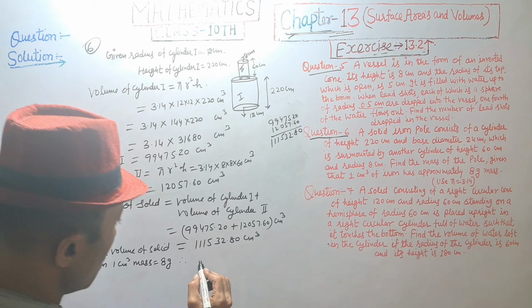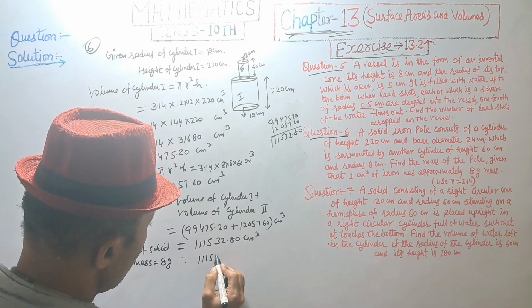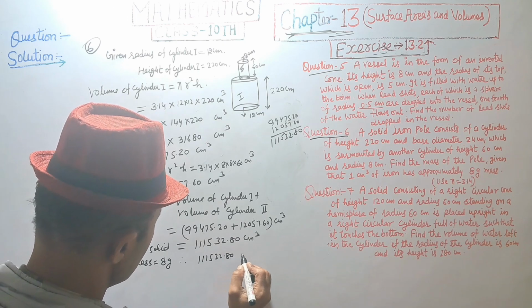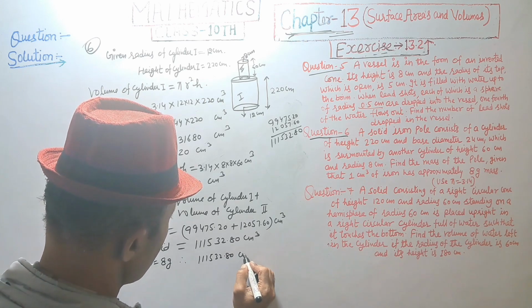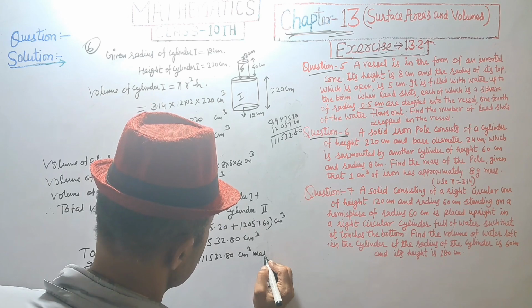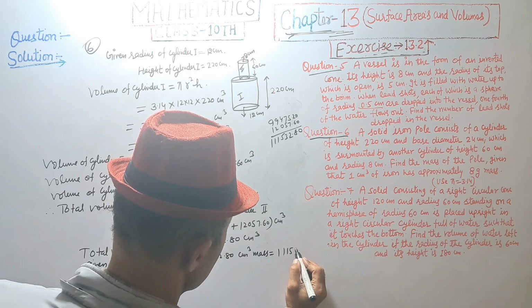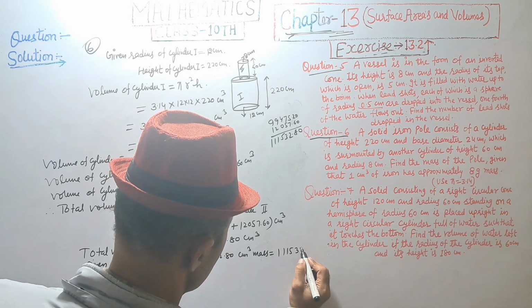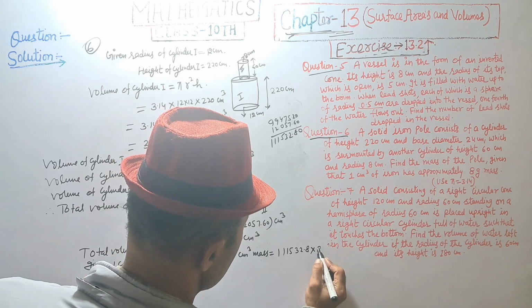So 111,532.80 centimeter cube mass is equal to 111,532.8 multiplied by 8.